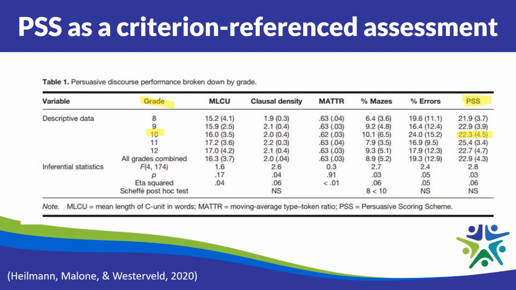If we shift over to the right, we can see that PSS or that persuasion scoring scheme, and we can look down to 10th grade. On average, students were scoring about 22 points on that rubric, plus or minus 4 for that standard deviation, so about 18 to 26 would be considered within that average or typical range.